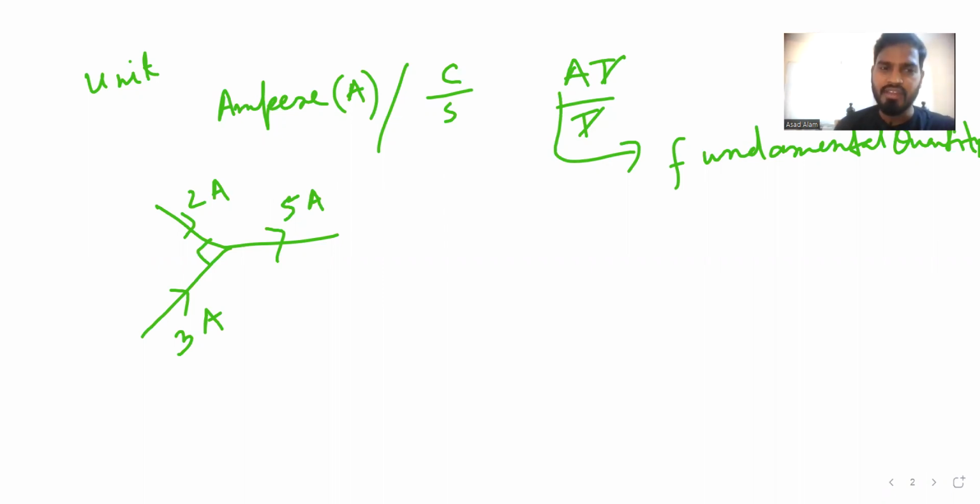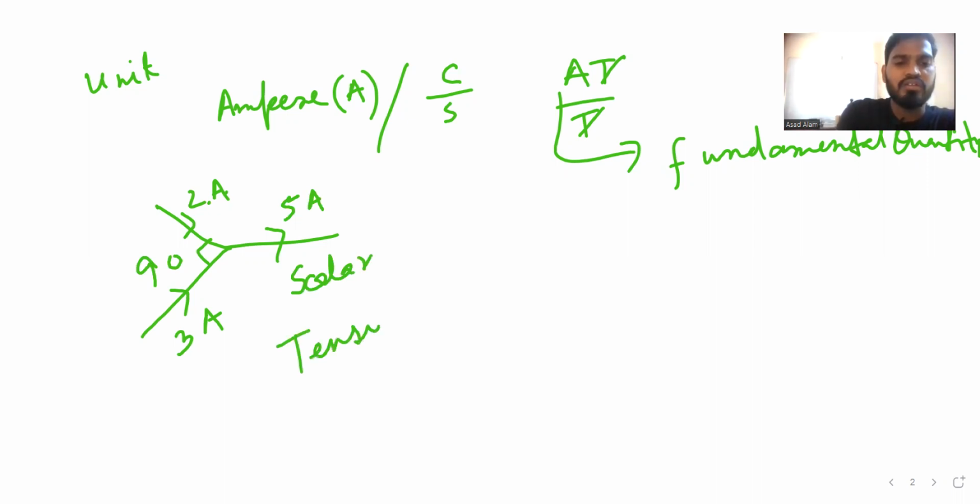No. The necessary condition for a vector quantity is that it should follow the vector law of addition, that is root under A square plus B square plus 2AB cos theta. Here the angle is not being considered. Directly we are adding 2 plus 3 is 5. That's why it is not a vector quantity. So we say it is a scalar quantity. Actually, it is not even a scalar, it is a tensor quantity. But we don't know about tensors now, so we say it is a scalar quantity. Hope you got it.